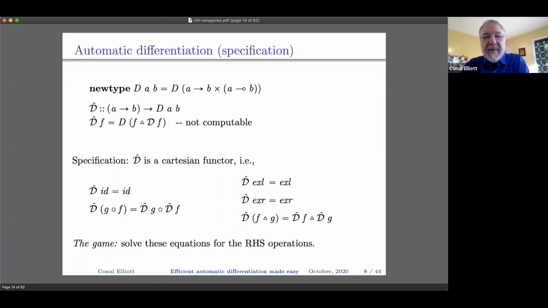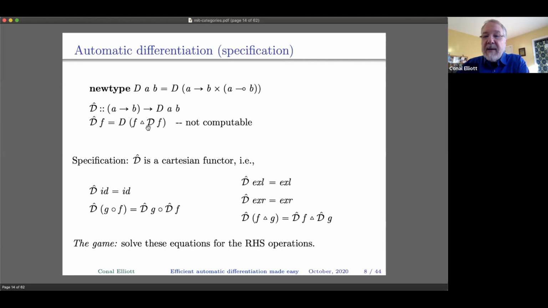Yeah, thank you. Thanks very much. Yeah. So it's definitely not that I'm saying that any functor that satisfies these laws is differentiation. No, differentiation is differentiation. So what makes d hat differentiation is this specification.